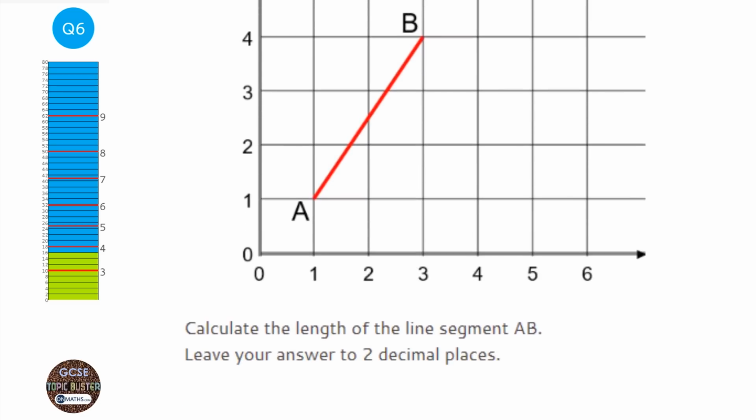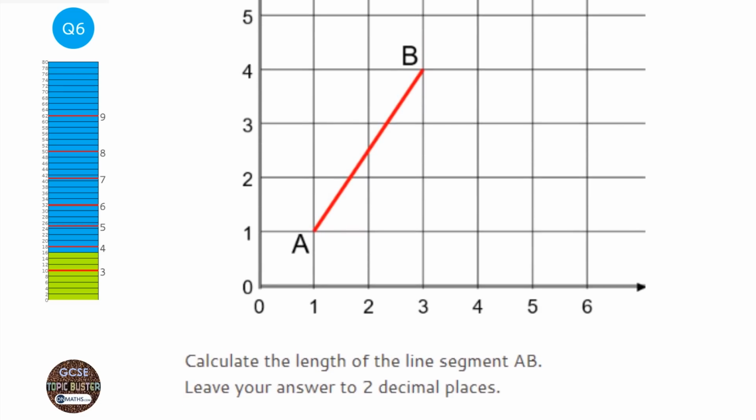Okay, so we're asked to find the length of the line AB. And the way of doing this is you work out how far across you go and how far up you go. And by doing that, you create a right angle triangle. So we go 2 across here, 2 jumps across.